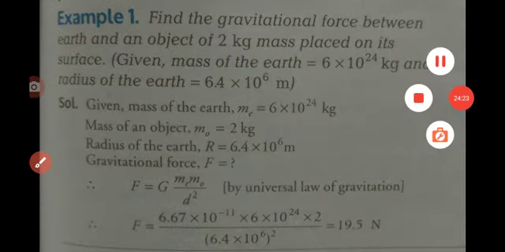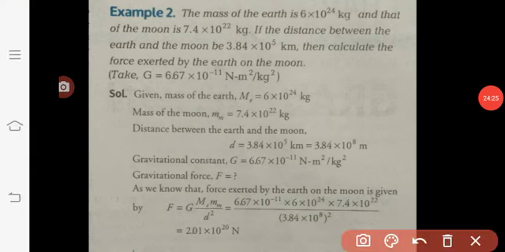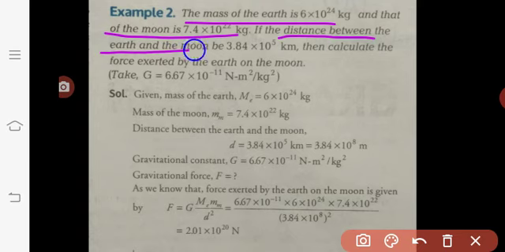Now next is: the mass of earth is 6 multiply 10 raised to power 24 kg, and the mass of the moon is 7.4 multiply 10 raised to power 22 kg. The distance between the earth and the moon is 3.8 multiply 10 raised to power 5 kilometer. This is given in kilometer. It is converted into meter. Calculate the force exerted by the earth on the moon.